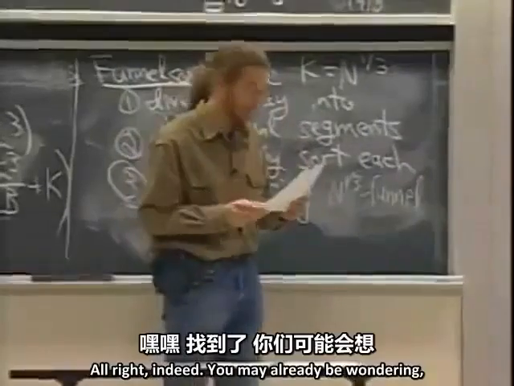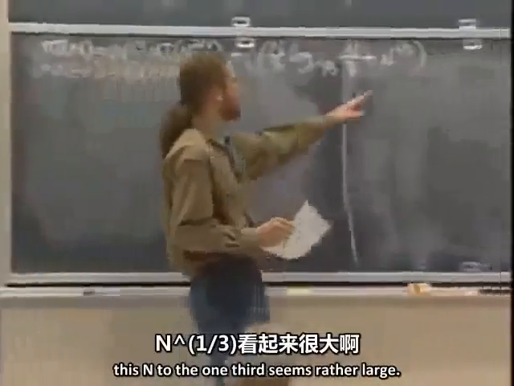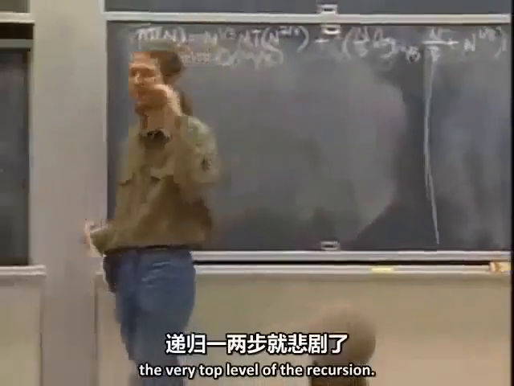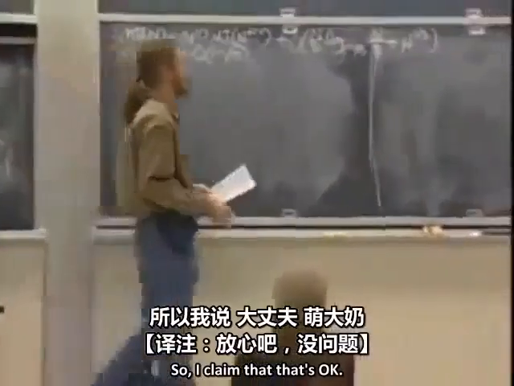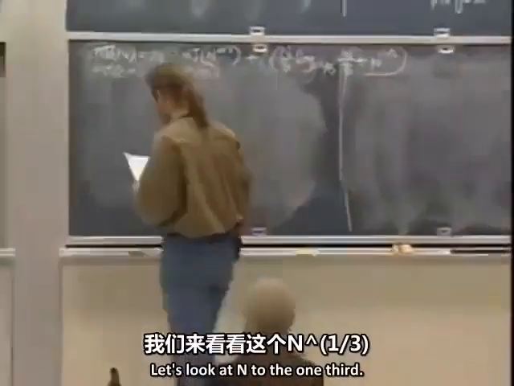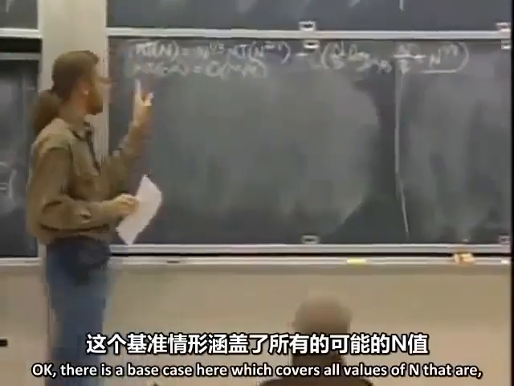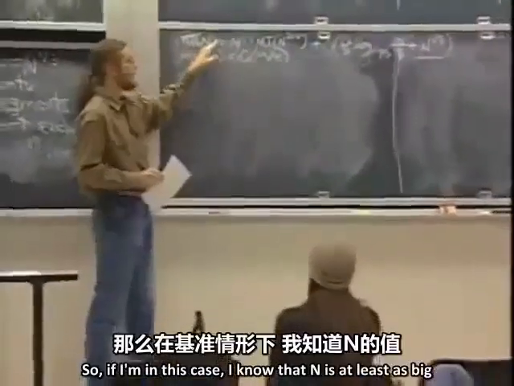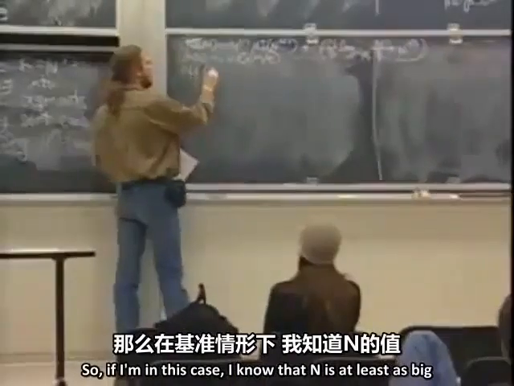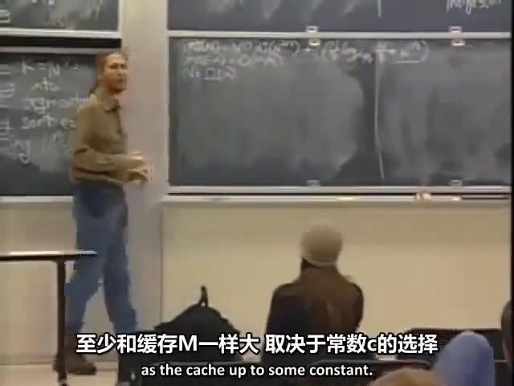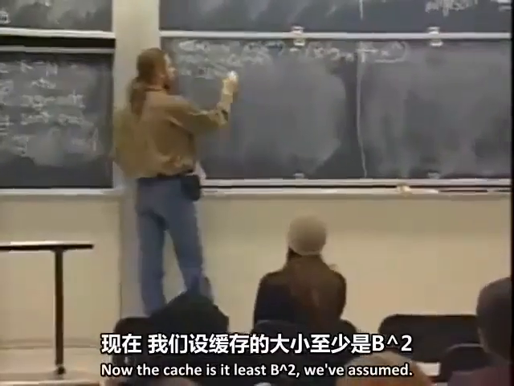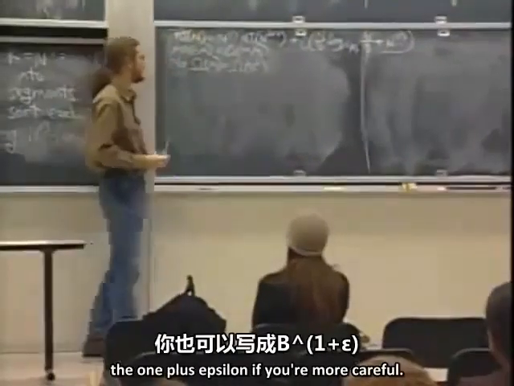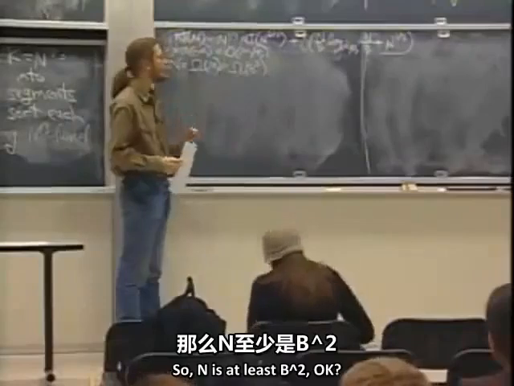You may already be wondering, this n to the 1/3 seems rather large. If it's bigger than this, we're already in trouble at the very top level of the recursion. So I claim that that's okay. Let's look at n to the 1/3. I know there's a base case which covers all values of n that are at most some constant times m. So if I'm not in this case, I know that n is at least as big as the cache, up to some constant. Now the cache is at least b squared, we've assumed, and you can do this with b to the 1 plus epsilon if you're more careful. So n is at least b squared.